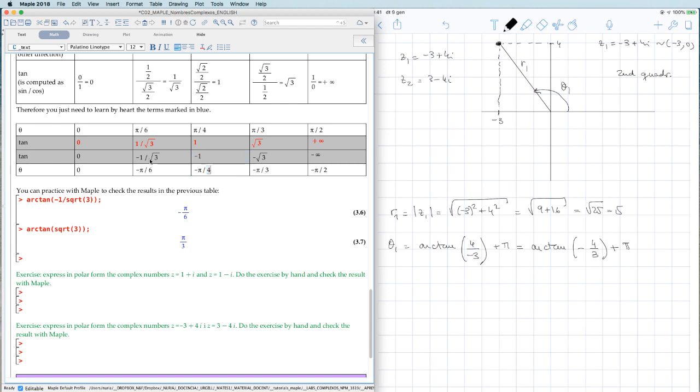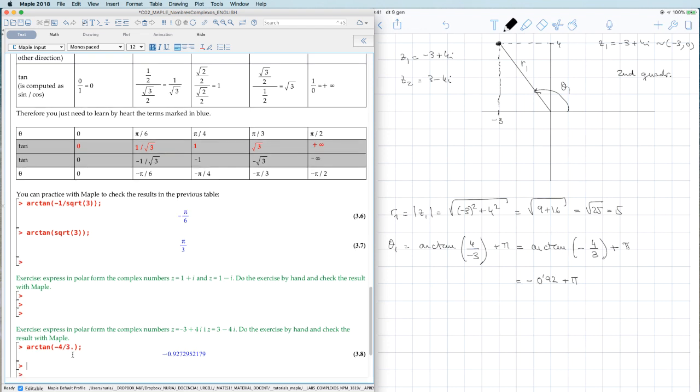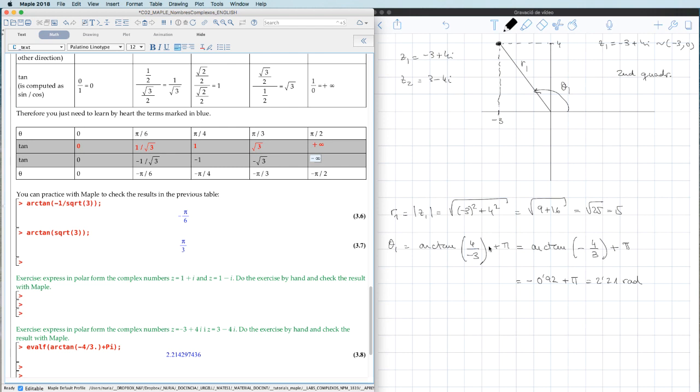When we look at this, we don't have minus 4 over 3 in the table, so this means that this angle that we are going to obtain is not one of the ones that we need to know. So in this case, we can just leave it like it is unless we have a calculator, in which case this value is going to be minus 0.92 radians plus pi. So if I add pi now, I get an argument of 2.21 radians. Okay, so whenever we don't have the value in the table, we need to do it using a calculator or just leave it like it is.